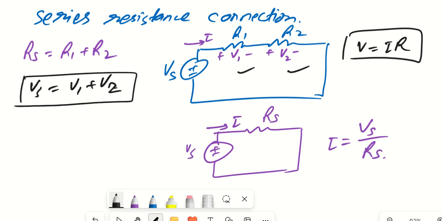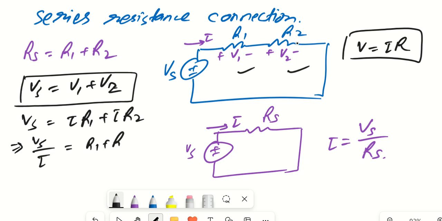So the voltage across R1, V1, is nothing but the current I through this resistor into R1. Similar to that, V2 will be I into R2. So can we write it down? My Vs is going to be equal to I into R1 plus I into R2. Now, if we take I common, then Vs by I is going to be R1 plus R2. And if I call R1 plus R2 put together RS, which is shown here as RS, then in this particular diagram, we can write it down.